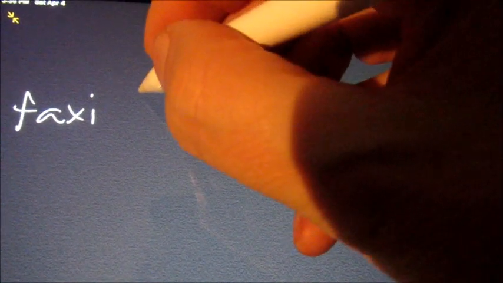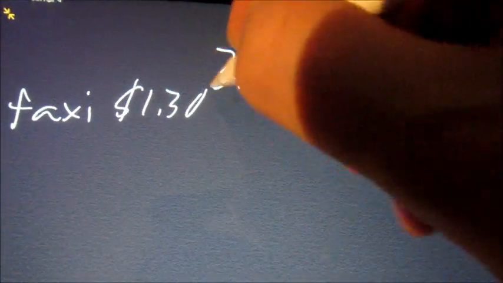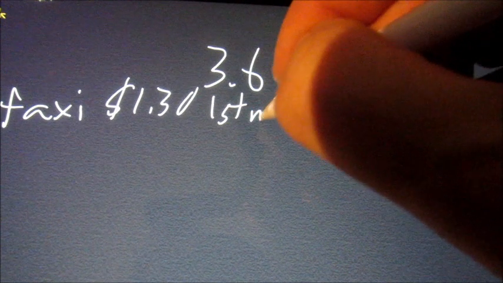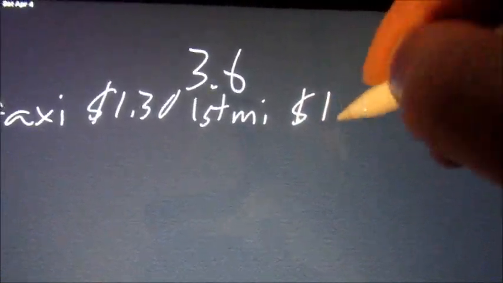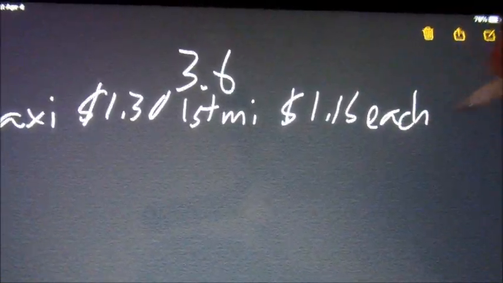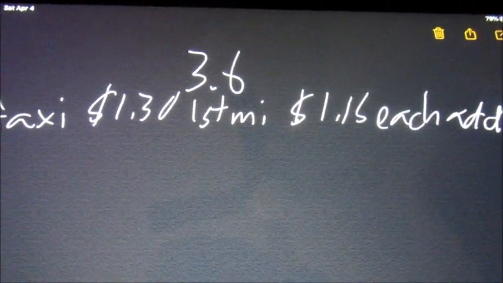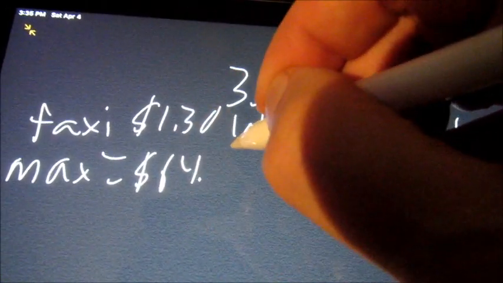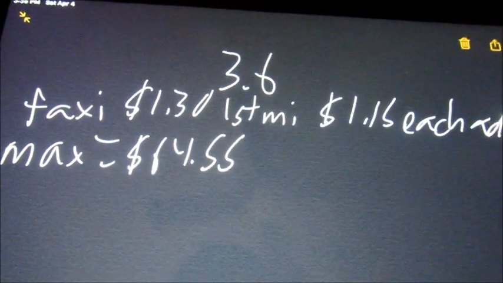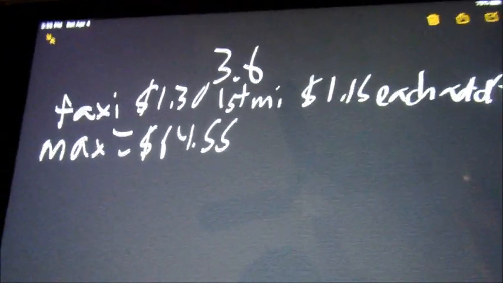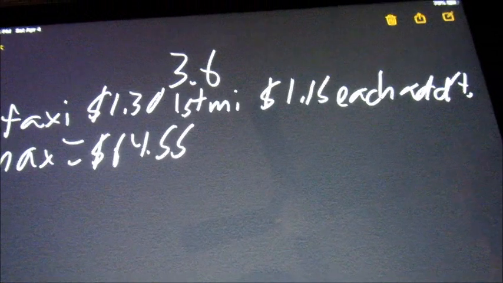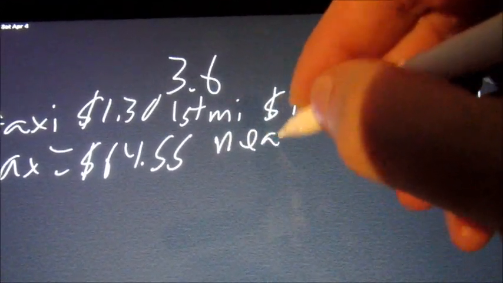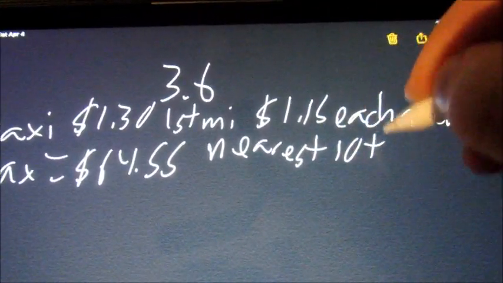So the first one is going to be something like a taxi costs $1.30 for the first mile and $1.15 for each additional. The maximum that you have is $64.55. And it wants to know how far can you go on $64.55 to the nearest tenth of a mile.